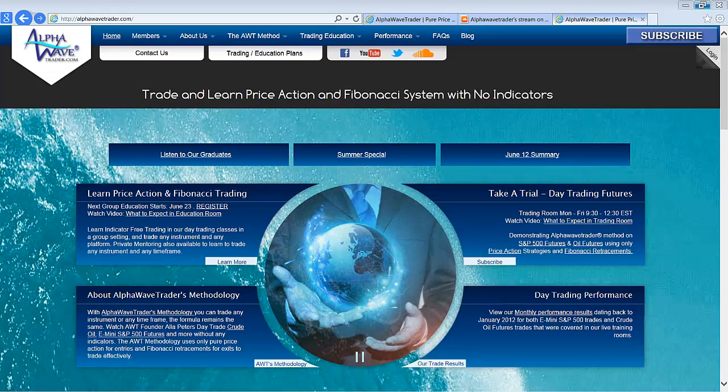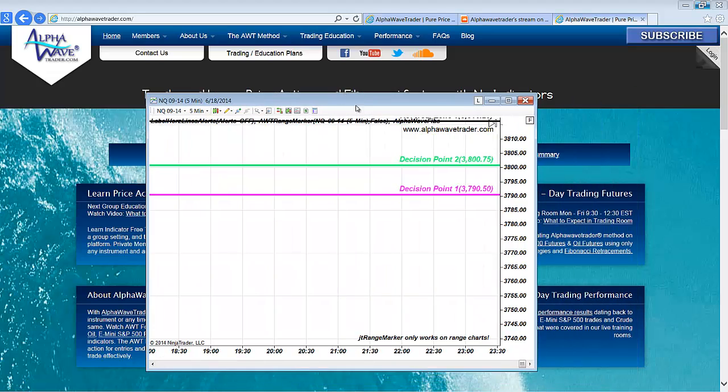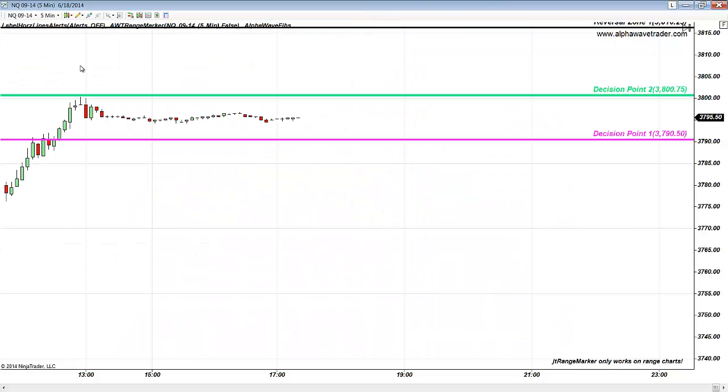This is where NQ is currently. This is where NQ respected the end of the minor trend for 20 minutes, crawled up at the market close to decision point 2. And that's the precision of Fibonacci levels. And that's what matters.